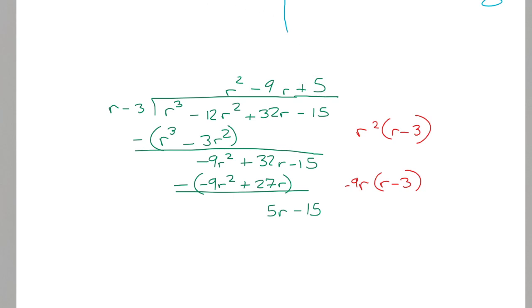And then I'm going to take my new term that I just found. So I'm going to take the 5 and multiply by r minus 3. 5 times r is 5r. 5 times negative 3 is negative 15. And then we're going to subtract. And it happens to cancel out very nicely.